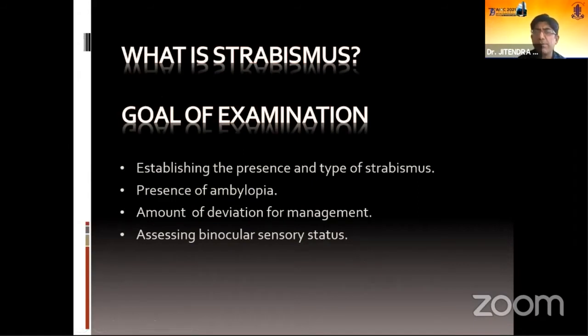To begin with, we will establish the goals of examination, and it can broadly be divided into four, so that it makes it easier for us. First and foremost is to establish the presence and type of strabismus, whether there is any pseudo strabismus or any latent deviation, and whether it is eso, exo, horizontal, or vertical deviation. Whether there is any presence of amblyopia or not, what is exactly the amount of deviation for management, and to assess the binocular sensory status.